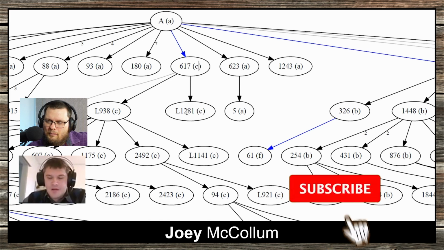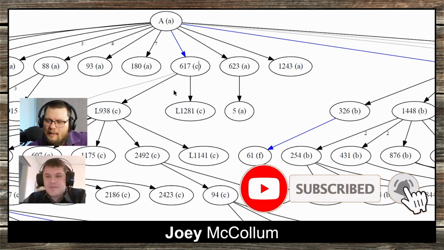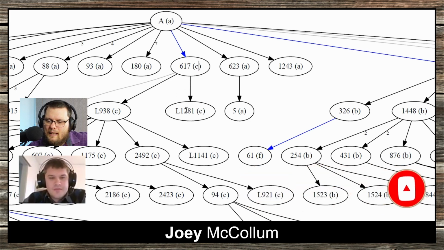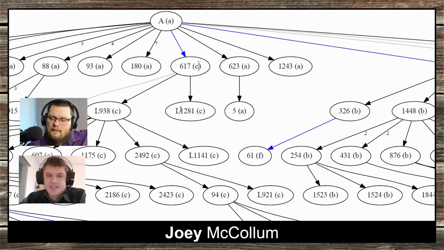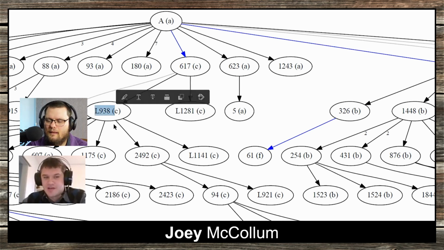Yep. And then was that the end of the line for lectionary 1281? Like nothing had been copied from that? It doesn't necessarily say something about the textual history, but it does say that for these other witnesses that have reading C, they all tend to be closer to some other witness like lectionary 938 that has the same reading.